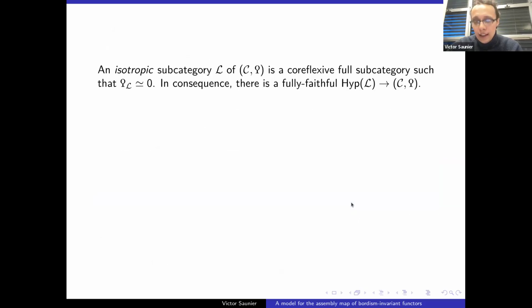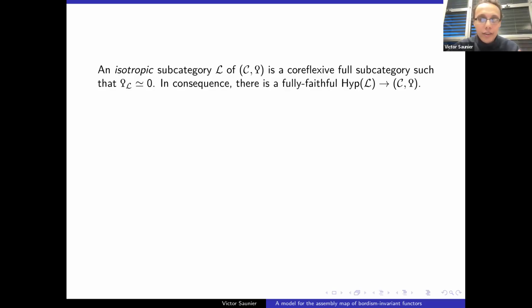Okay. Now, inside Poincare categories, there are also some interesting properties that a Poincare category can have. For instance, I'm going to call an isotropic subcategory of C kappa a co-reflexive full subcategory. This means the inclusion is a right adjoint. And I'm going to ask, in the isotropy, that kappa vanishes on L.